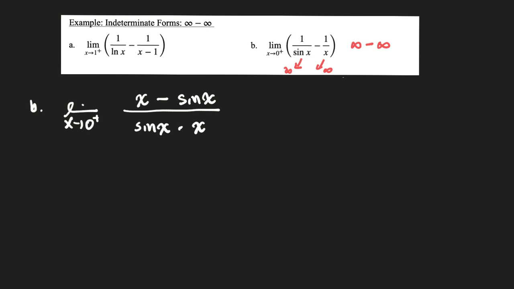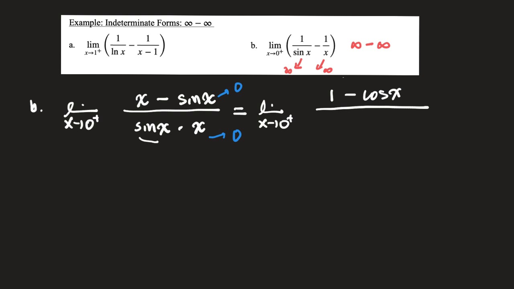This, of course, is a 0 over 0 form. Now you're going to use L'Hopital's rule. As x approaches 0, the top part goes to 0, and the bottom part, sin x going to 0 and x going to 0, is going to 0. So it's a 0 over 0 form, and we're going to use L'Hopital's rule. Find the derivative of each: 1 minus cosine x on top. On the bottom, product rule: the derivative of sin x is cosine x times x, plus sin x times the derivative of x, which is 1.